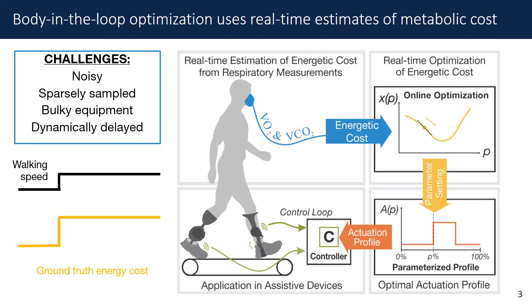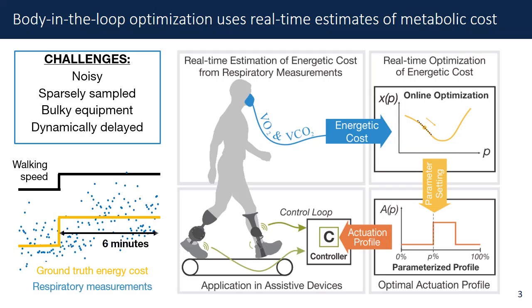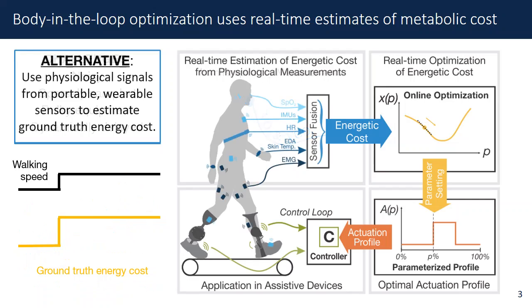For a step change in activity intensity, say for example changing walking speeds, there is an associated step change in metabolic effort, which we call our ground truth energy cost. But using indirect calorimetry, it can take approximately 6 minutes to get a good estimate of this ground truth value.